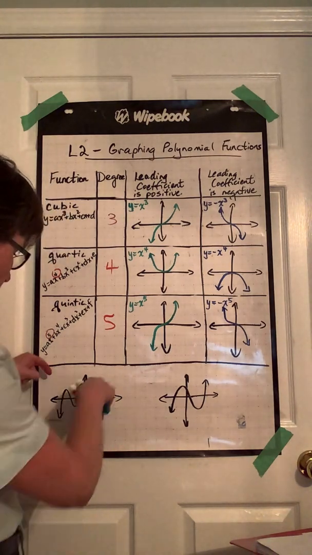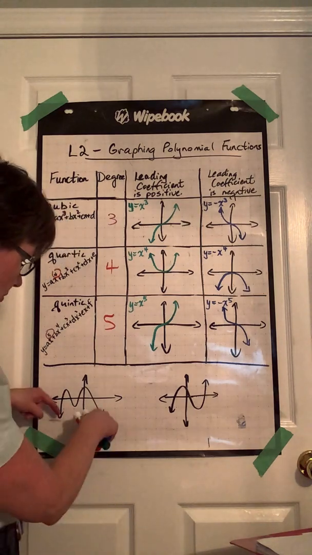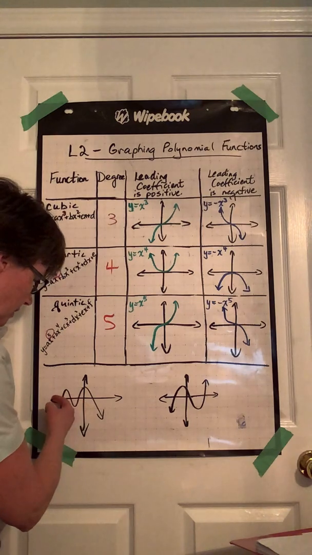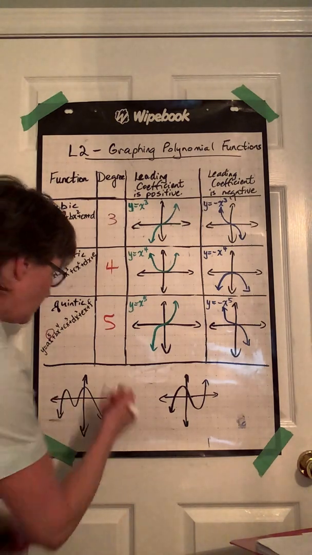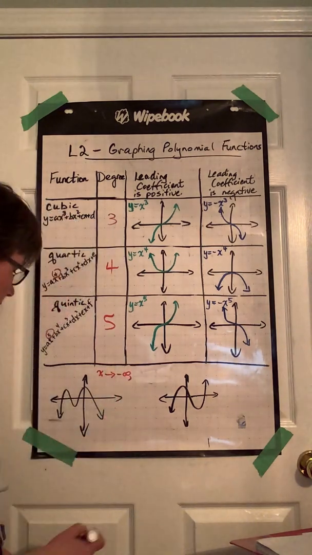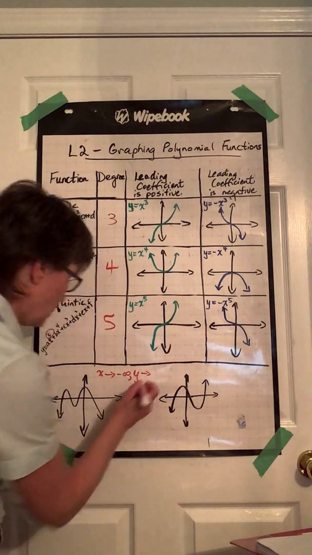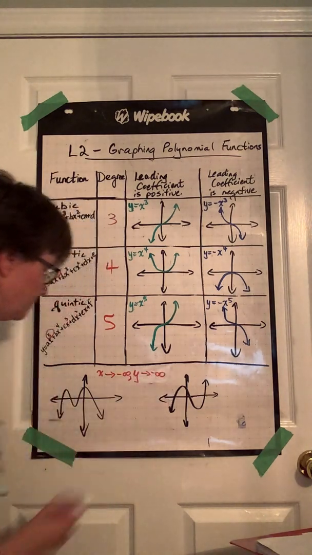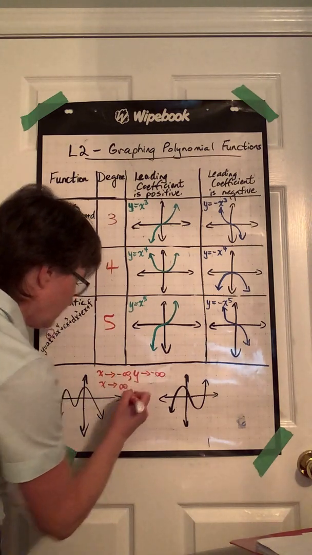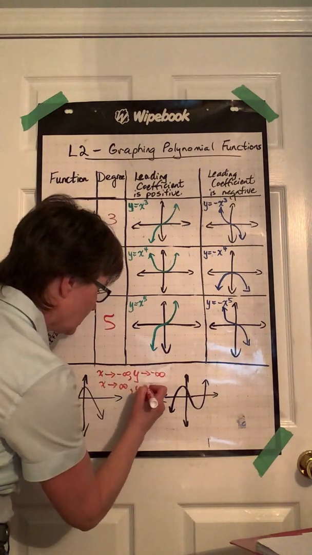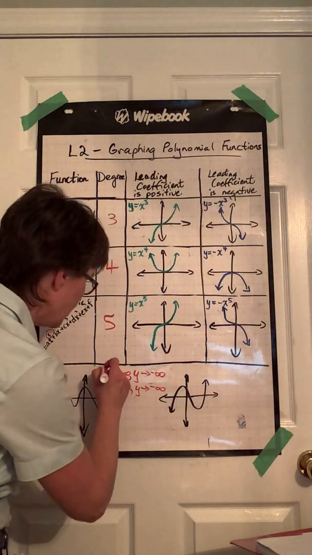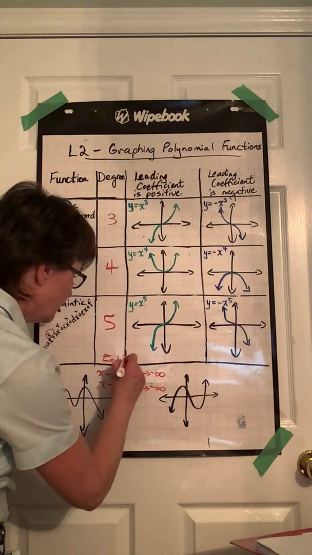The shape here, they're both going down, okay? They're both beginning down and ending down. As x approaches negative infinity, and this is how we write that, by the way: as x approaches negative infinity, comma, y also approaches negative infinity. Okay, as x approaches infinity, y approaches negative infinity again. Okay, so that's how we say that. This is called end behavior.